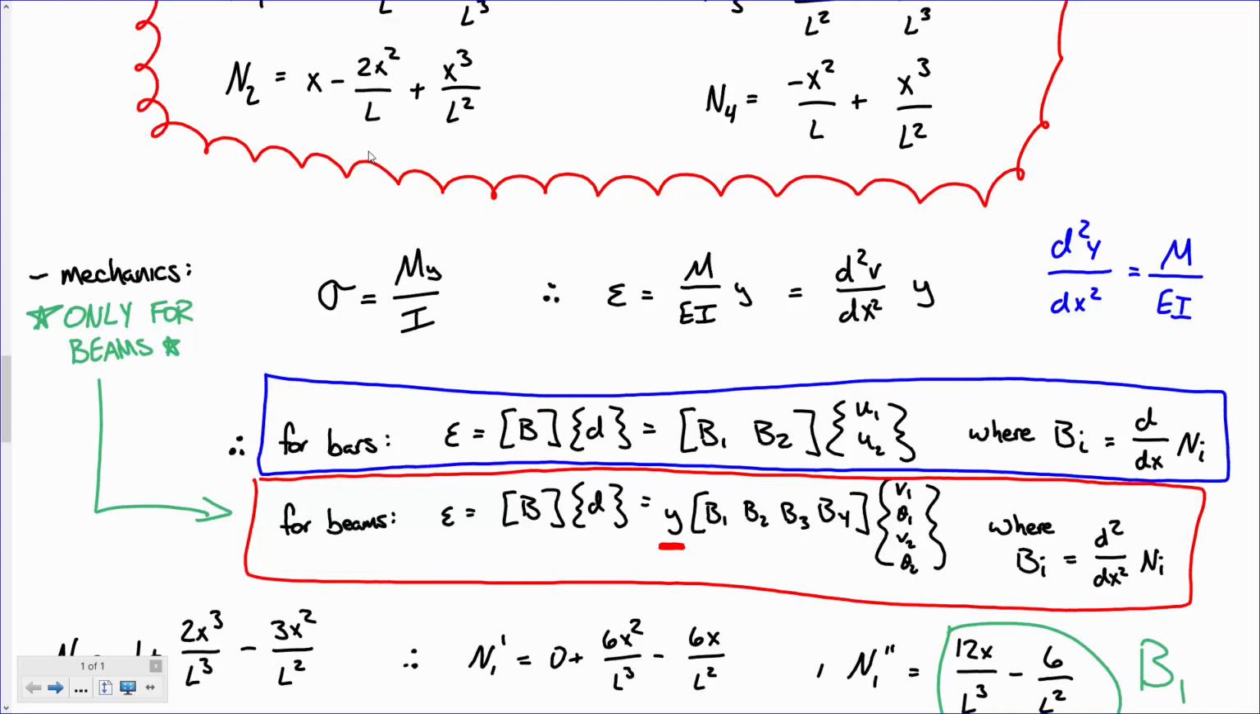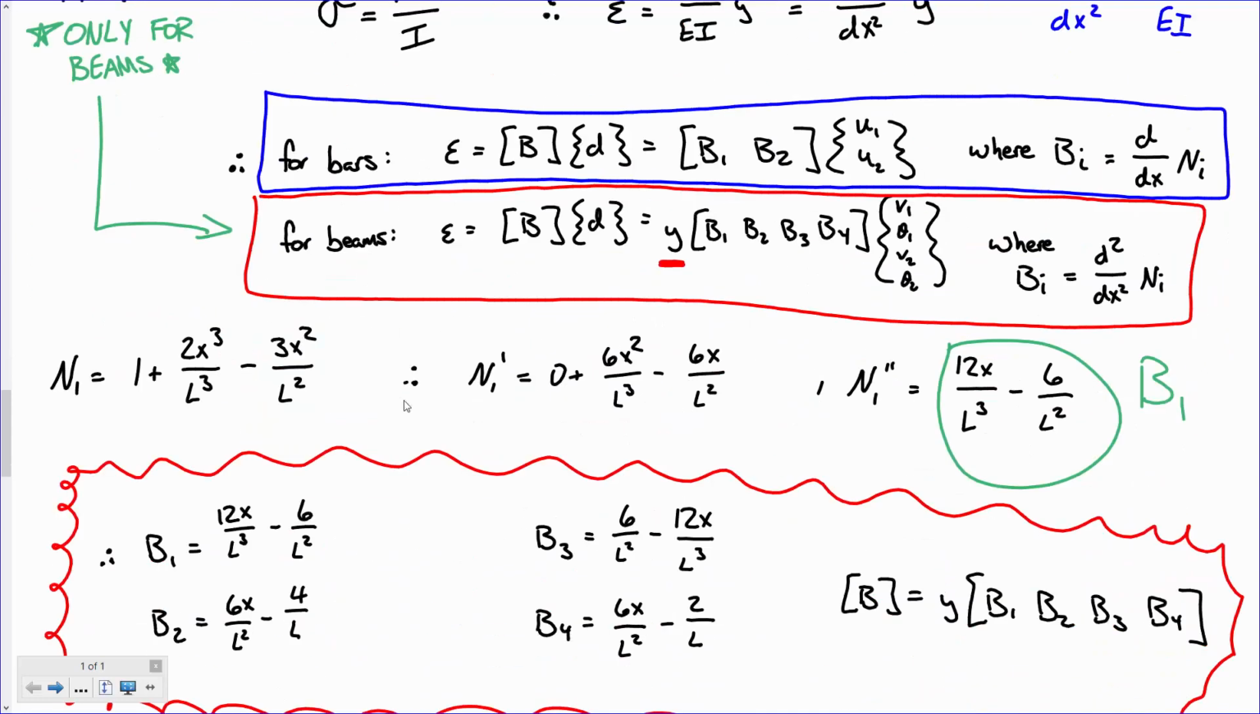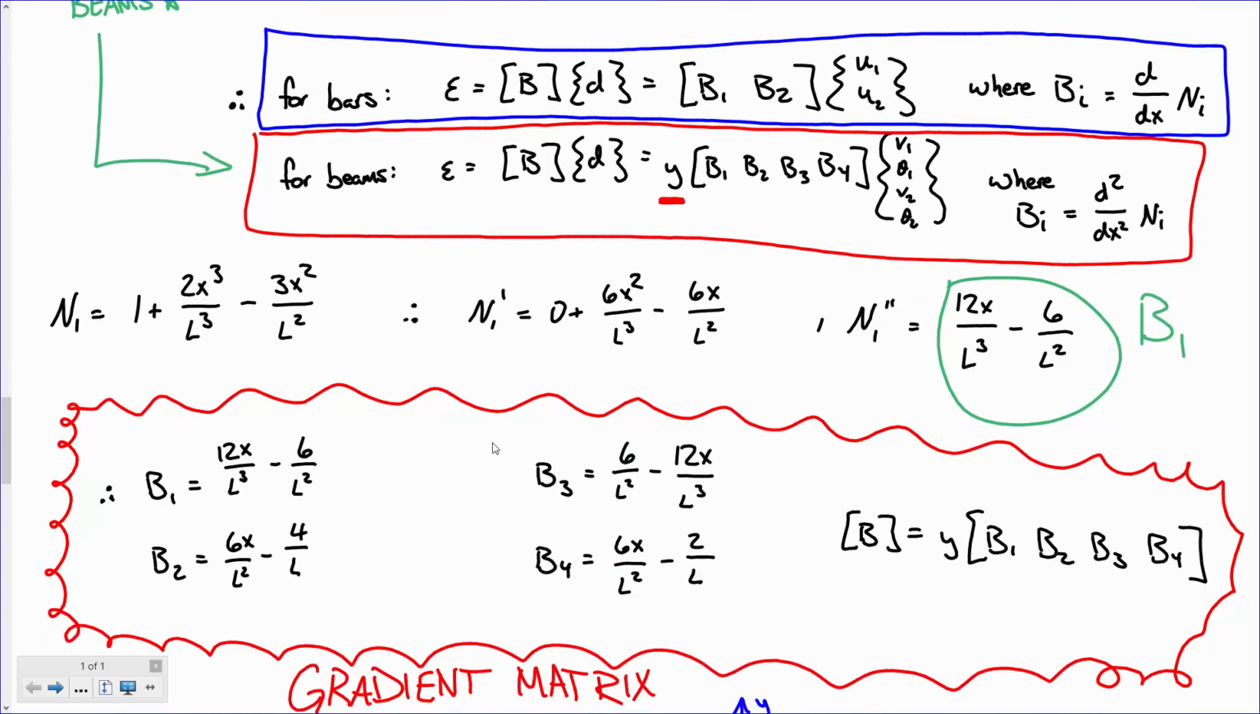And then because of the mechanics associated with beams, for bars we were taking the first derivative of our shape functions. For beams, we're taking the second derivative. Okay? So we had each of those functions. We said, all right, we can take the second derivative. Here's N1, so there's N1 double prime and N2 double prime. And if you grunt it out, B1, B2, B3, B4, your B matrix is y times those functions. Okay? Pretty straightforward. Not too bad, right?